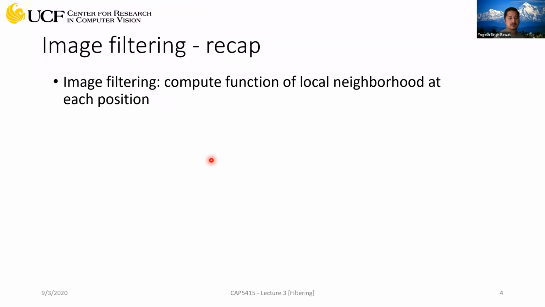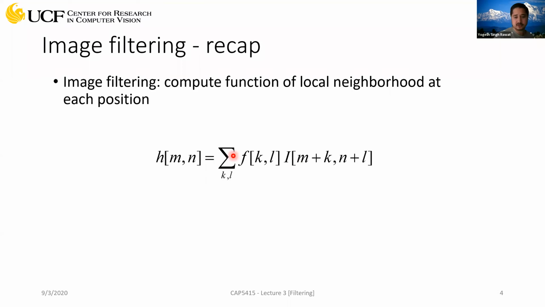Okay, let's do a quick recap of what we covered during the last lecture. Filtering is when you use the values in the neighborhood of any pixel to update the value in the current pixel location. This is the mathematical formulation for that.